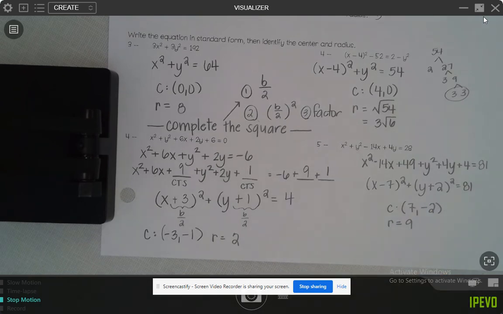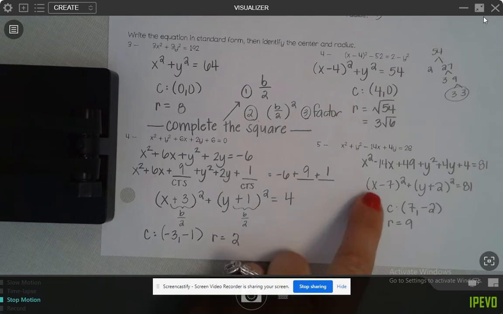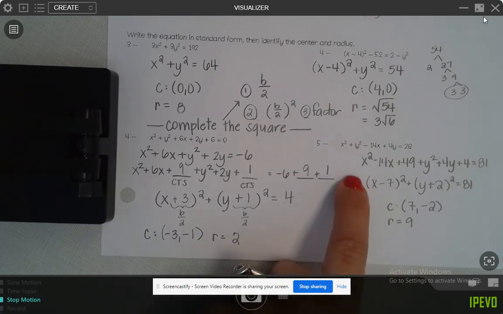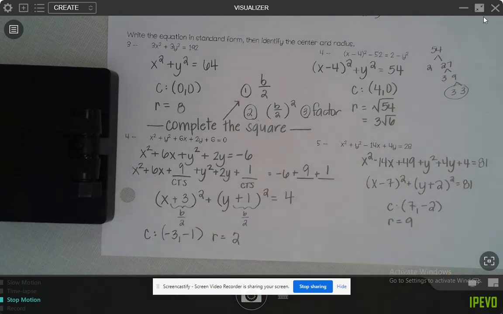Wait, where did you get the negative 7 and the positive 2? Negative 7, that's always your b divided by 2 term. So negative 14 divided by 2, and 4 divided by 2. Yeah, always b divided by 2.